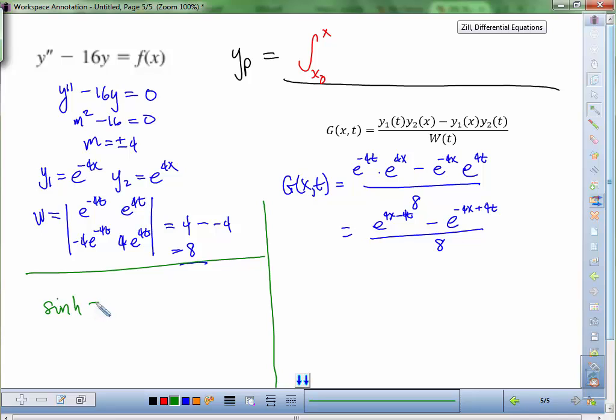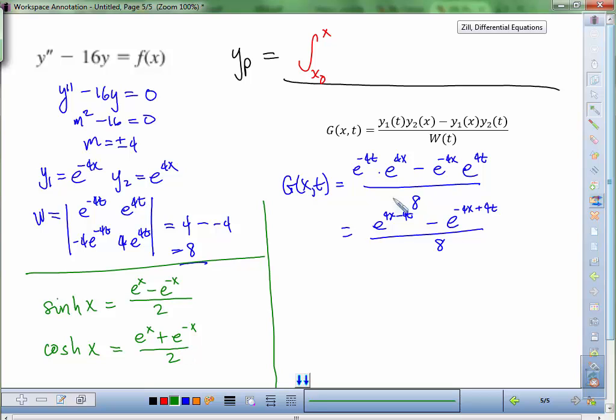So the hyperbolic sine of x is defined as, you guys familiar with this? It's e to the x minus e to the minus x, divided by 2. And then the cosh is e to the x plus e to the negative x, divided by 2.